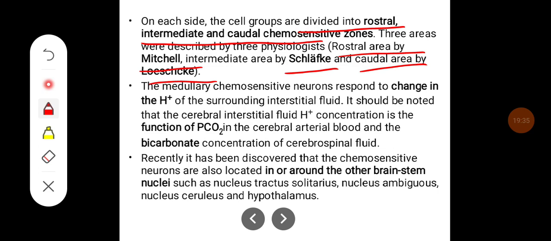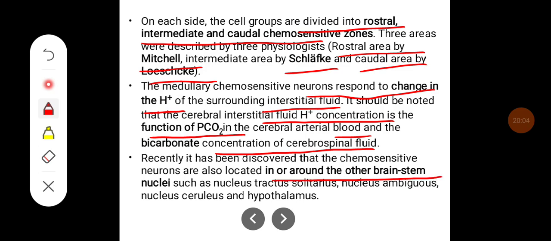The medullary chemosensitive neurons respond to change in the H+ ions of the surrounding interstitial fluid. It should be noted that the cerebral interstitial fluid H+ concentration is a function of PCO2 in the cerebral arterial blood and the bicarbonate concentration of the cerebrospinal fluid. Recently, it has been discovered that chemosensitive neurons are also located in and around the brainstem nuclei, such as nucleus tractus solitarius, nucleus ambiguus, and locus coeruleus of the hypothalamus.